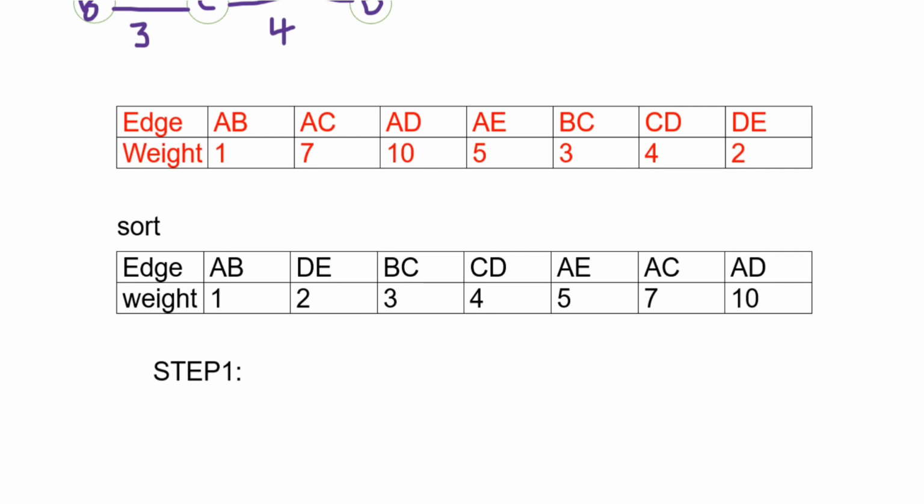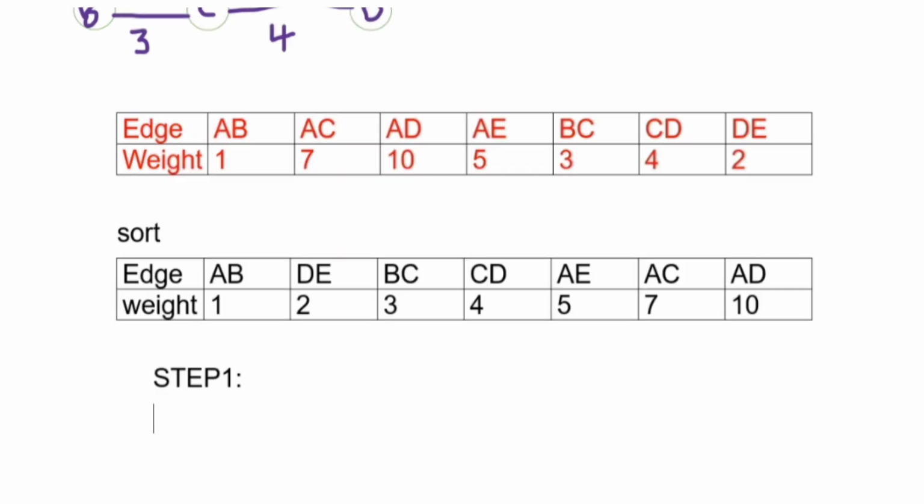Next, A to C. A to C weight is 7. Next, A to D weight is 10. This is now sorted. Now sort the edges given above. Now let's start constructing the minimum spanning tree.